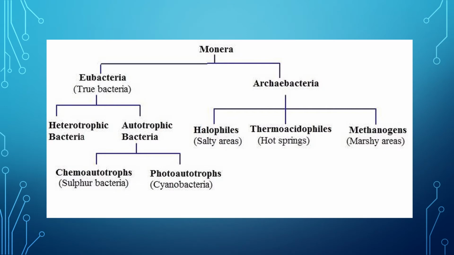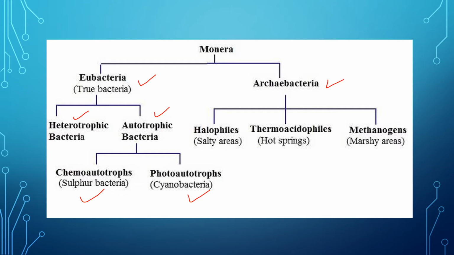Next, Monera is classified under two categories. One is eubacteria, which is also called true bacteria. The second one is archaebacteria. Eubacteria is classified on the mode of nutrition under two categories. One is heterotrophic bacteria and the second one is autotrophic bacteria. Autotrophic bacteria is categorized under chemoautotrophs and photoautotrophs.